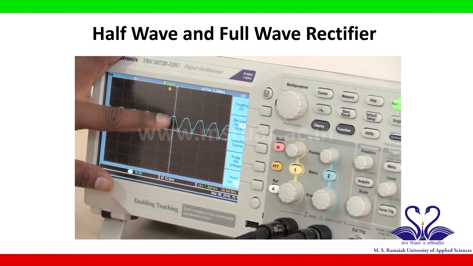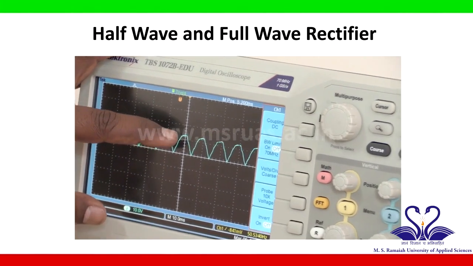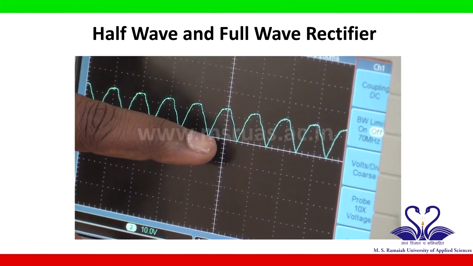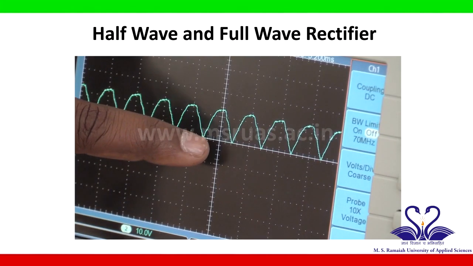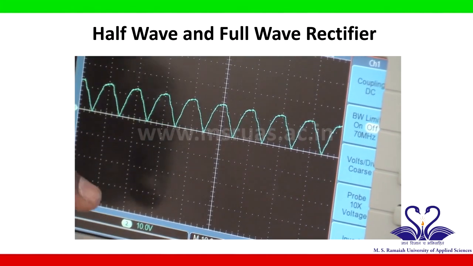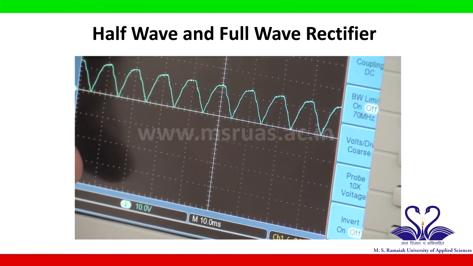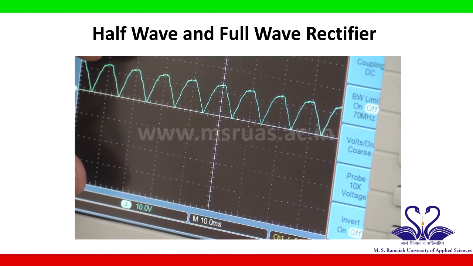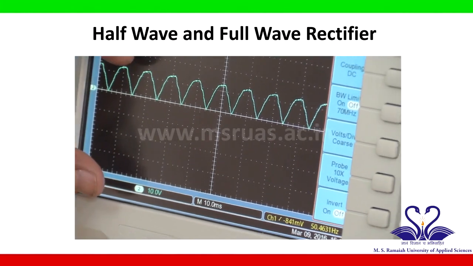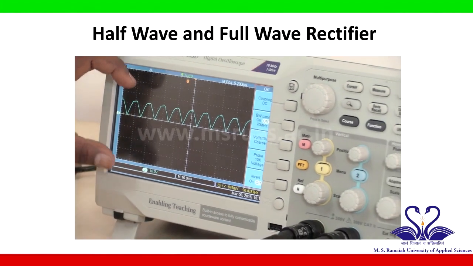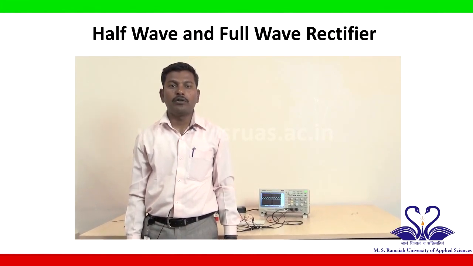If you see this waveform from this line, that is the 0 line, to this peak point, it is covering almost 1.3 division, one full and 0.3 small divisions. So 1.3 into 10 volt equals 13 volt. This is the output waveform peak voltage, that is Vm. So I will note down this value of Vm equals 13 volt in the given tabular column. Now we have finished the circuit connection for a full wave rectifier without filter.